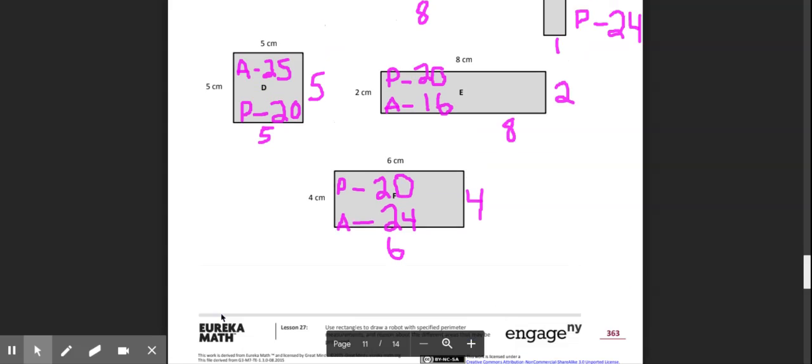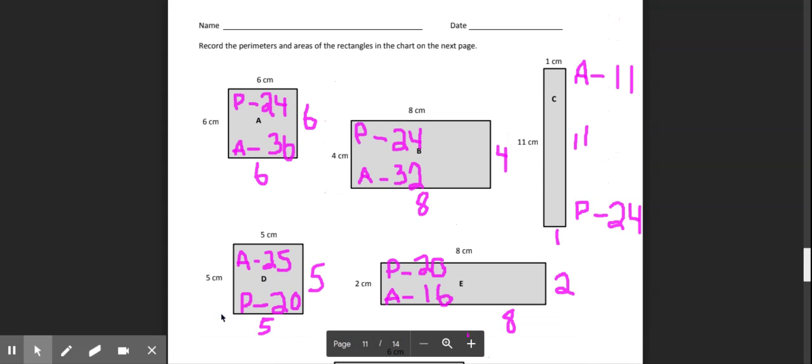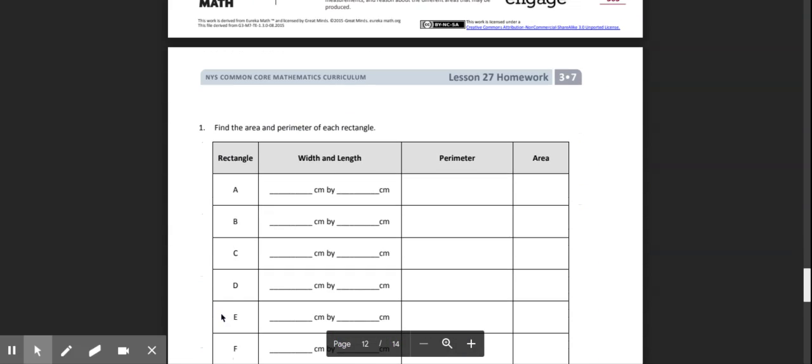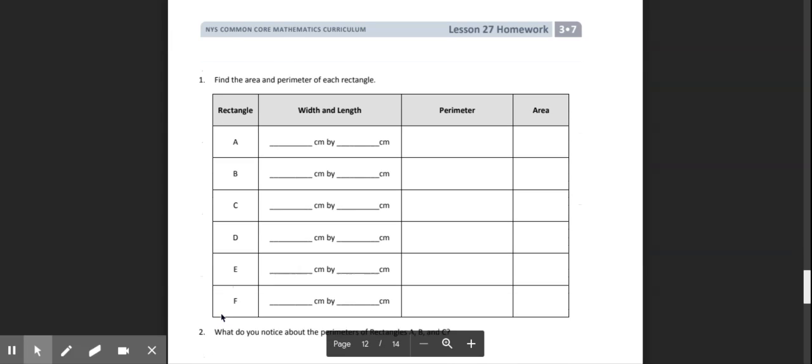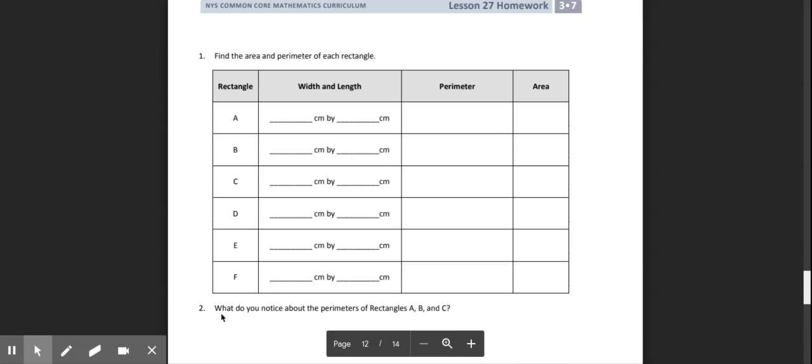Okay. This says to record it down here. Well, I recorded it up there. I should have followed directions. Probably better that I did it up there because then I would have had to go back and forth and back and forth and back and forth.